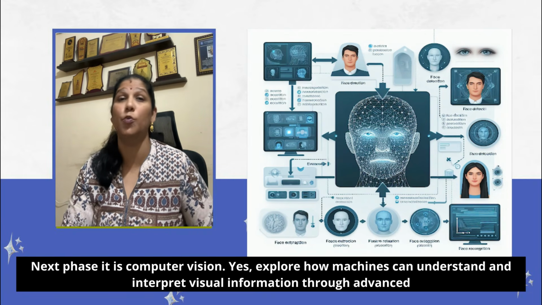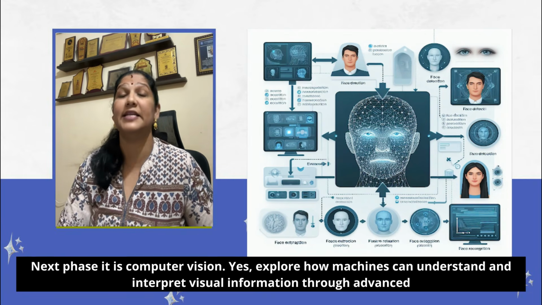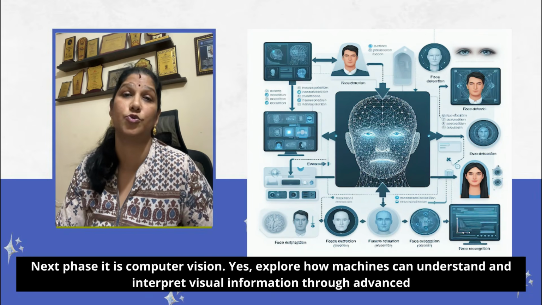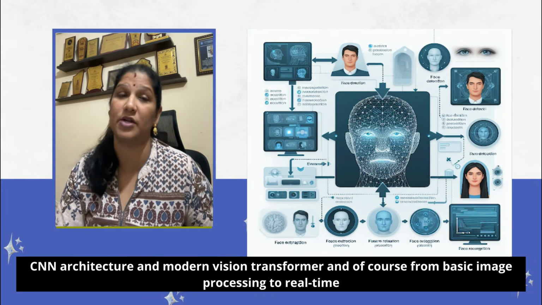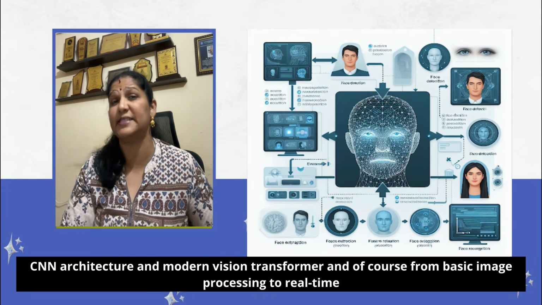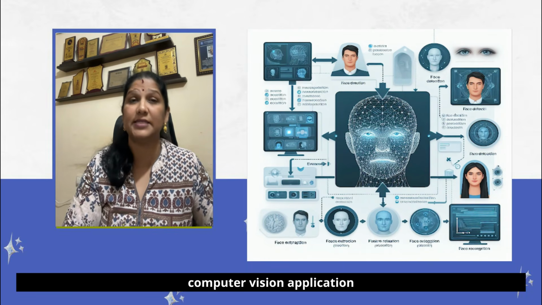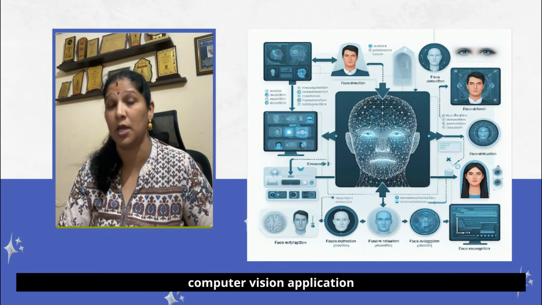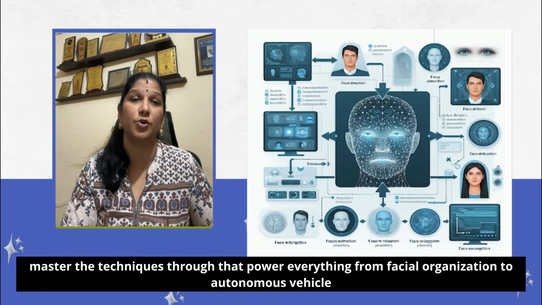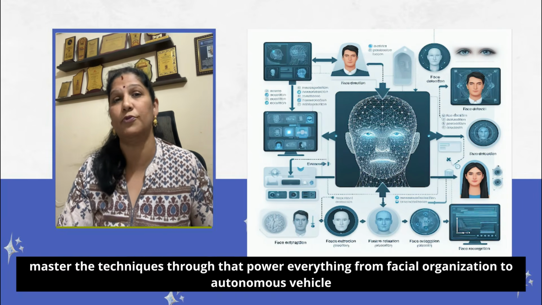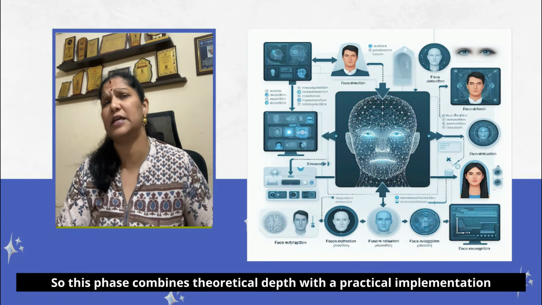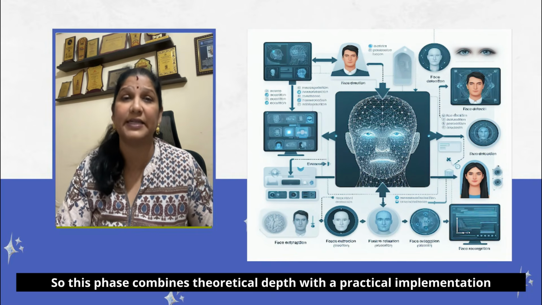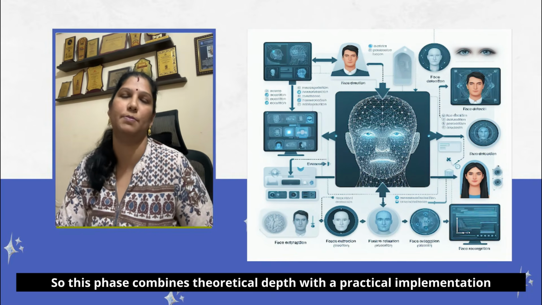Next phase, it is computer vision. Yes, explore how machines can understand and interpret visual information through advanced CNN architectures and modern vision transformers. And of course, from basic image processing to real-time computer vision applications, master the techniques that power everything from facial recognition to autonomous vehicles. This phase combines theoretical depth with practical implementation.